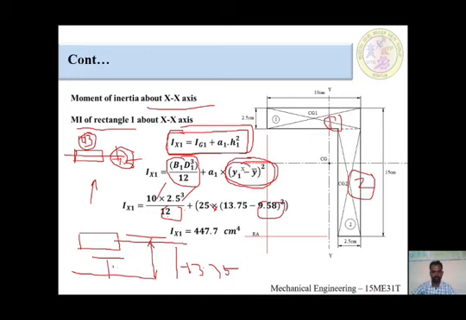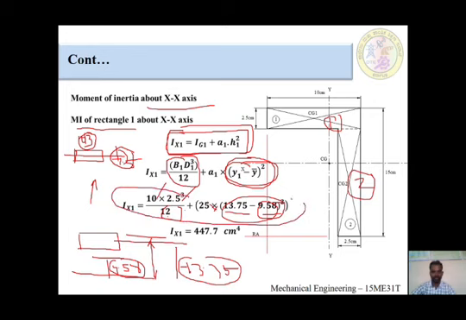9.58. Always bigger value minus smaller value, right? Bigger value is 13.75, smaller value is 9.58. This would be the H value. As per the calculation also, we got this much only. After doing all these calculations, we get Ix1 equal to 447 centimeter raised to 4. The unit of moment of inertia is centimeter raised to 4.